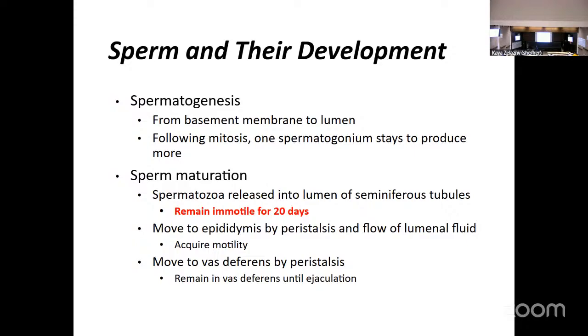So we're going to move them out of the testes when they're ready. They're hanging out in the testis for about 20 days, even after we have the right combination of genetic information there. We move them out of the testis into the epididymis through peristalsis, and then keep moving them a little bit into the vas deferens where they're going to wait.